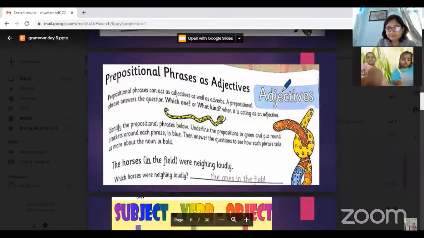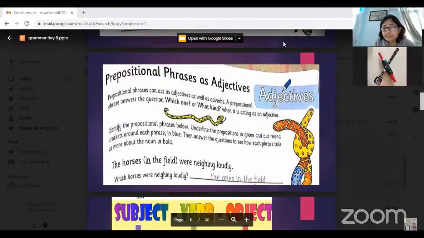Where it is happening. It's telling where the action is happening. Place. No, it's not telling anything. It is not describing the action. It is describing a noun. So we cannot call it adverb, but it becomes adjective.